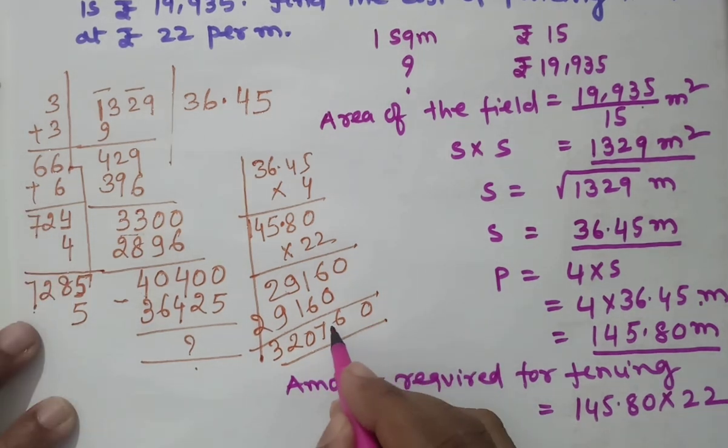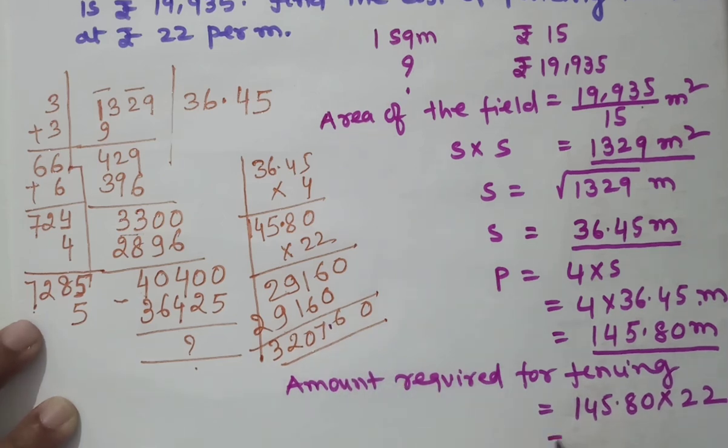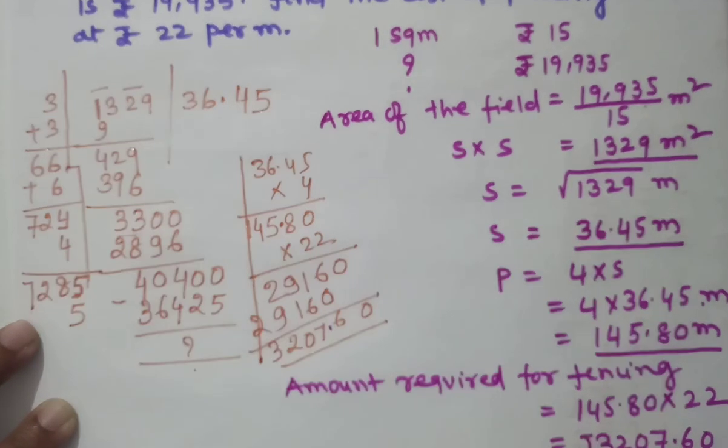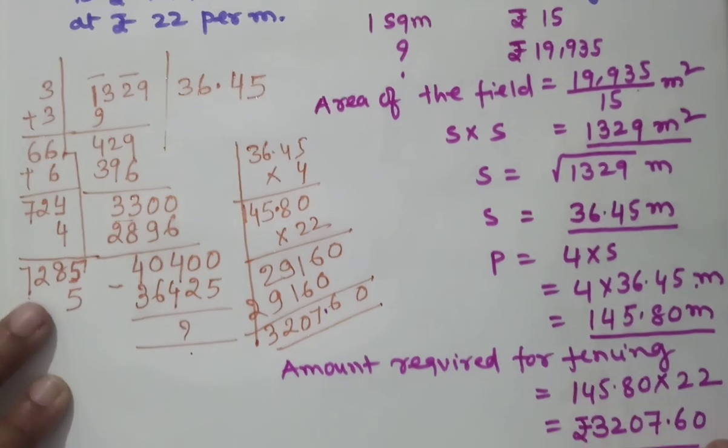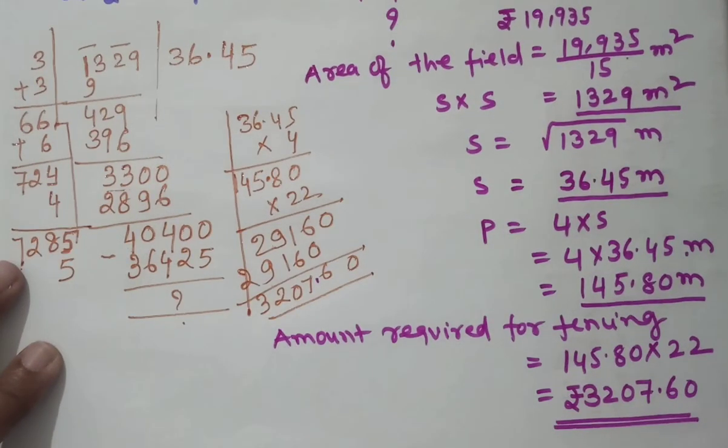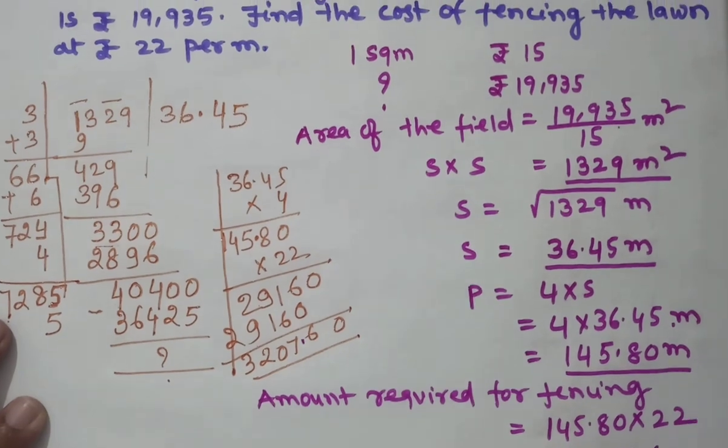So we shall put the point here also. So we are getting 3207.60. This will come in rupees. So our final answer is 3207 rupees 60 paise. So children, I hope you have understood the question.